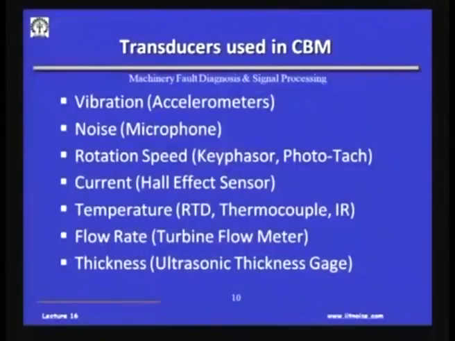And in particular, these are the transducers which we will be discussing, because these are the mechanical parameters: vibration, noise, rotational speed, current, temperature, flow rate and thickness. And these are the transducers which are conventionally used: accelerometers, microphones, key phasers, phototach, RTDs, flow meters, ultrasonic thickness gauge, and the principles behind this equipment we will be discussing in the subsequent classes.